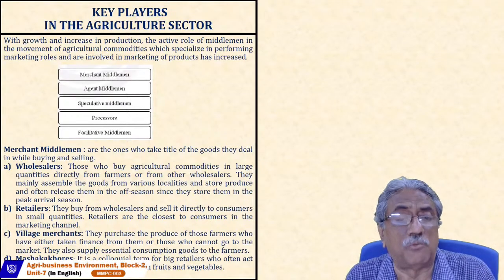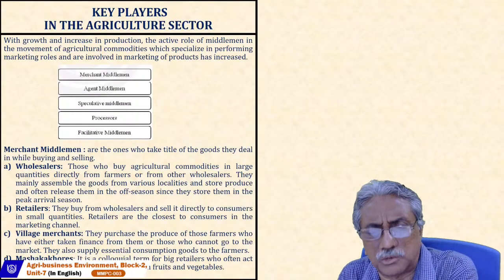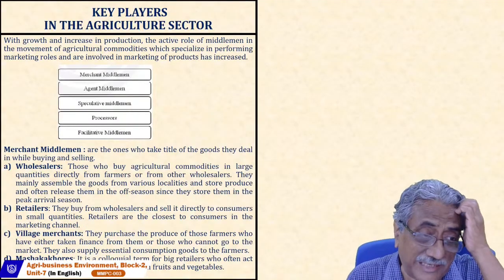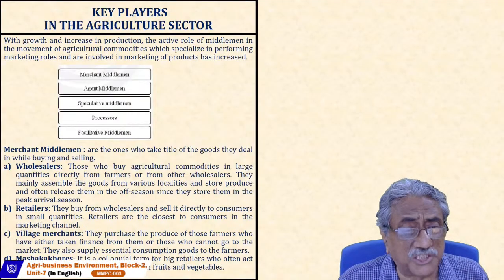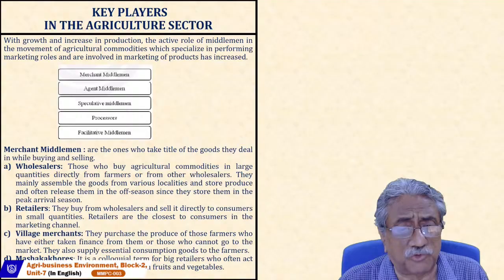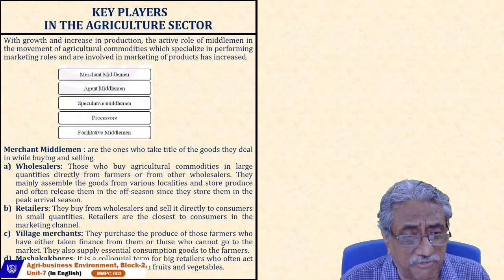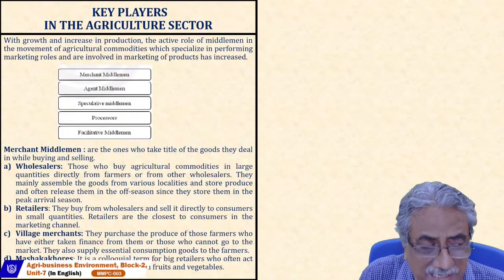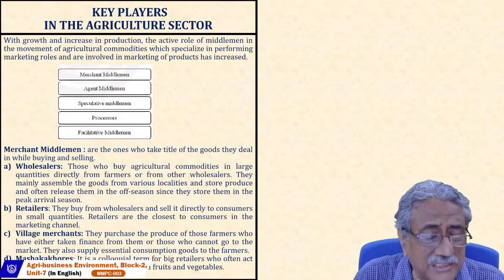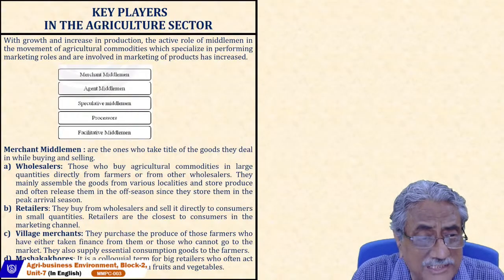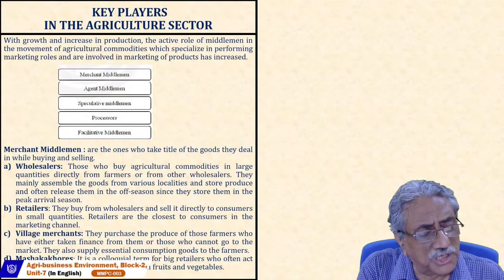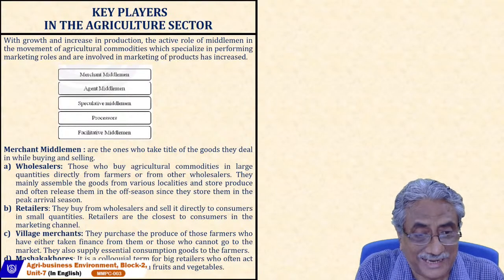Retailers are those who buy from wholesalers and come to the village or small towns and sell it. So your grocery shops and other things are retailers, etc. Village merchants purchase the produce of those farmers who have taken finance from them. Now in villages there are many lenders, unofficial lenders, what the government calls unorganized sector lenders. So they in return give their produce to the lenders to settle their debt.